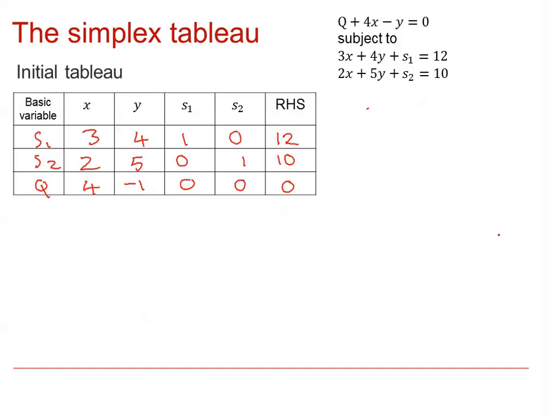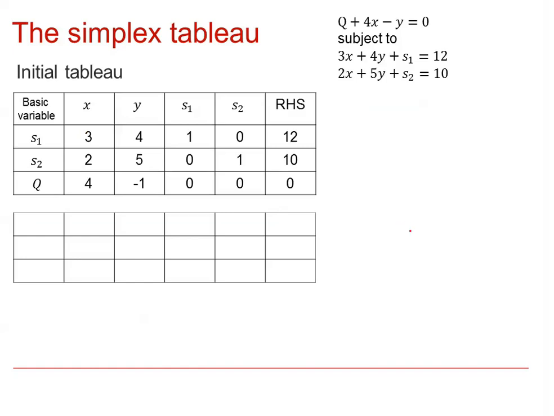So don't forget that the basic variables are those that are non-zero at any stage in the algorithm, and the method starts at the origin, so at this time x and y are equal 0, and therefore the slack variables are non-zero.